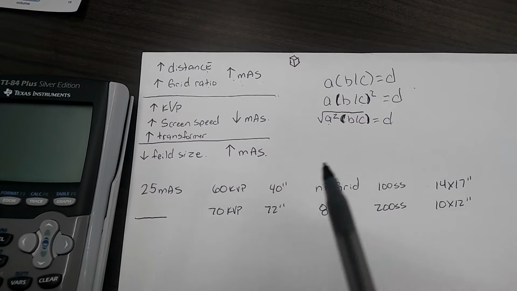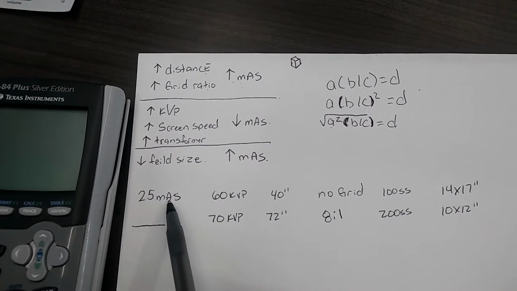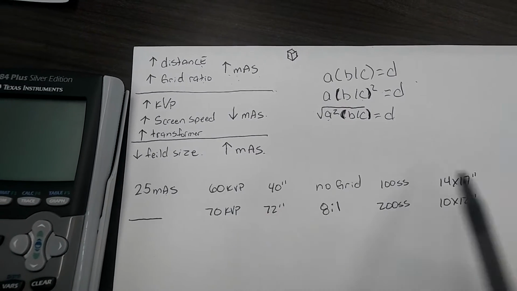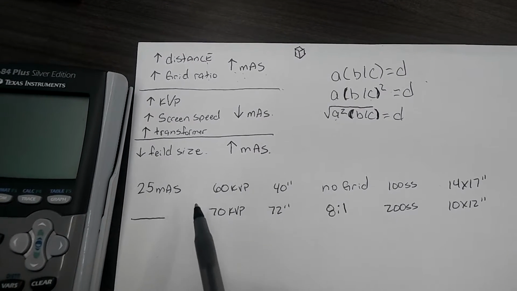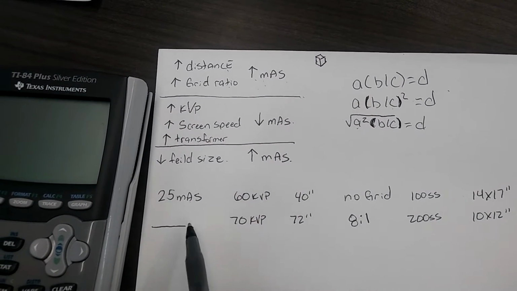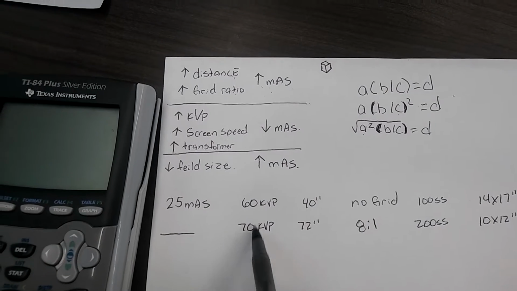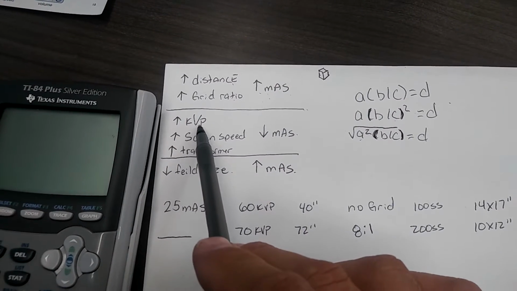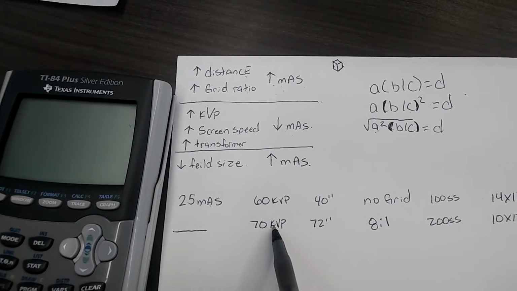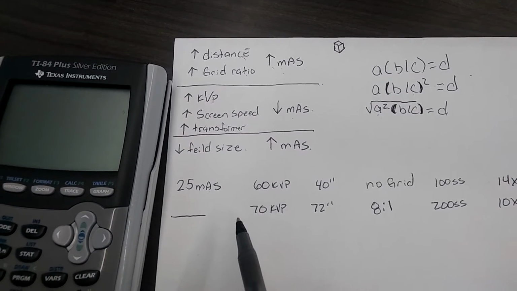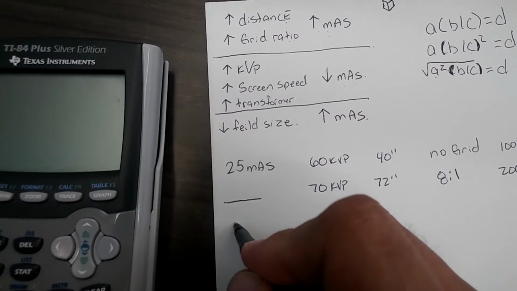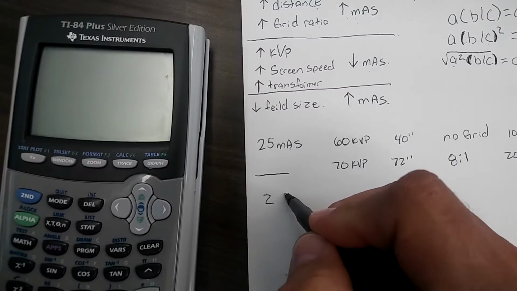Let me explain what I mean. We're going to start here at 25 mass, 60 kVp, and then all this stuff. But we're just going to concentrate on this kVp, okay? 25 mass, 60 kVp, what mass at 70? So we're increasing our kVp, we need to decrease our mass. By the 15% rule, it's like cutting your mass in half, okay? So where I would start is 25 in my calculator.